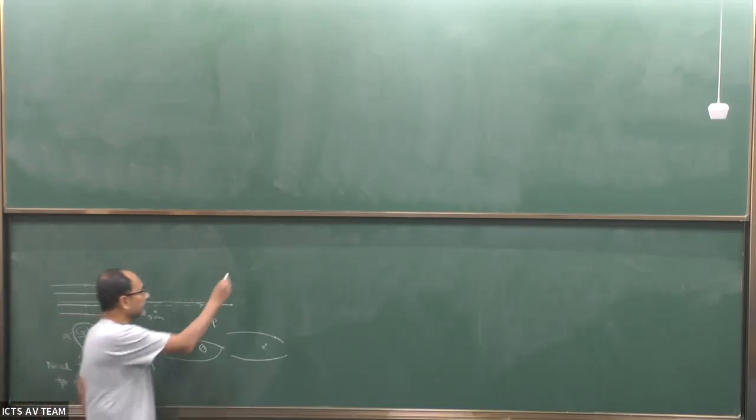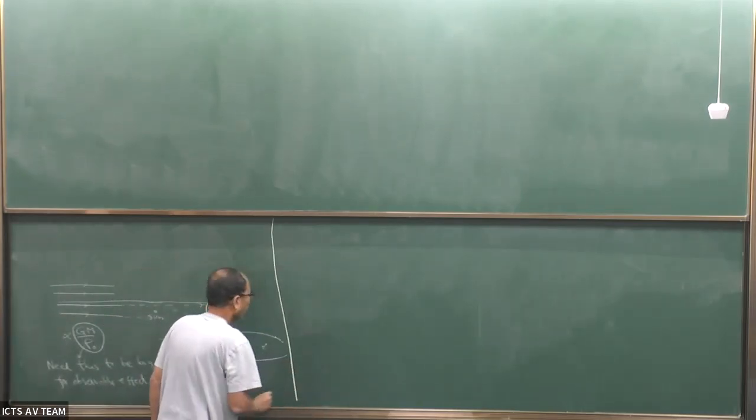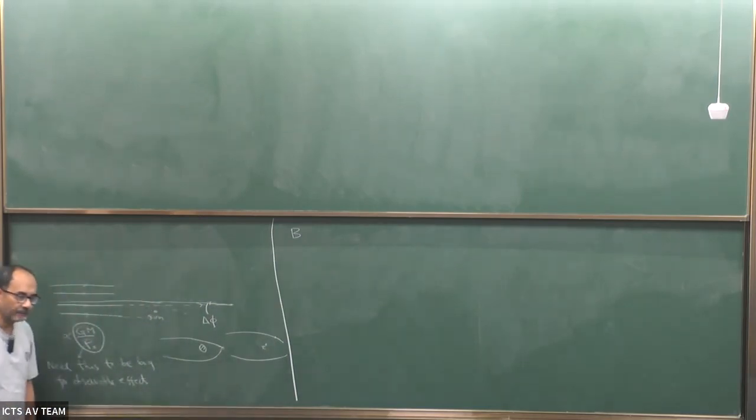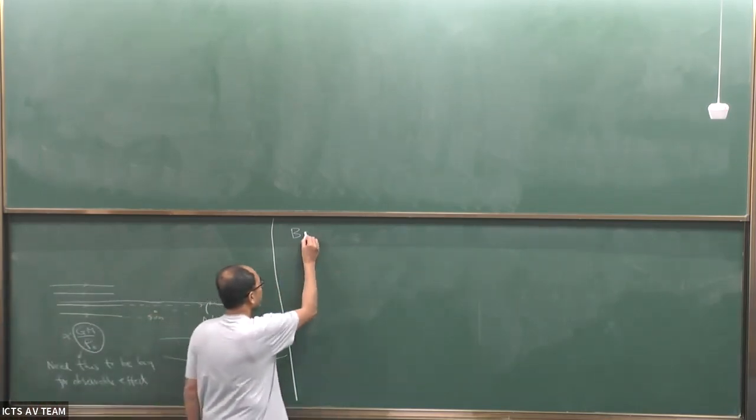Okay, so let me then start the next topic, which is that we will still be outside this region of 2GM, where gravity is weak, but not so weak that we cannot observe any change from Newtonian gravity. So we'll consider bound orbits.